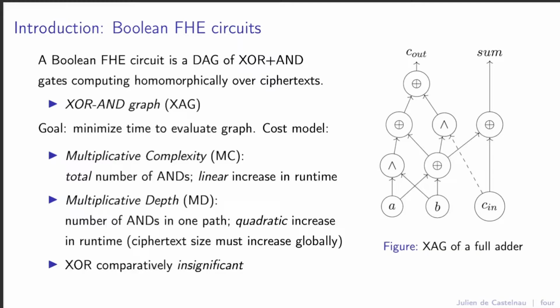Multiplicative complexity, which we abbreviate MC, is the total number of ANDs in the circuit and scales the runtime linearly. Meanwhile, multiplicative depth, or MD, is the maximum number of ANDs in sequence, or the depth of ANDs in the circuit, and causes a quadratic increase in runtime, mainly due to the fact that ANDs in sequence increase so-called noise in a ciphertext, and the ciphertext noise has to be globally increased to ensure that the decryption is still correct. And in turn, that has the effect of making every operation more expensive. Finally, XORs contribute a comparatively insignificant cost, and so are usually ignored for the purposes of optimization.